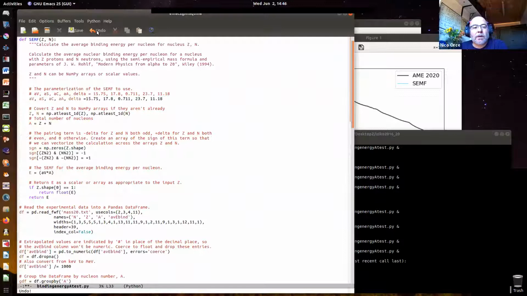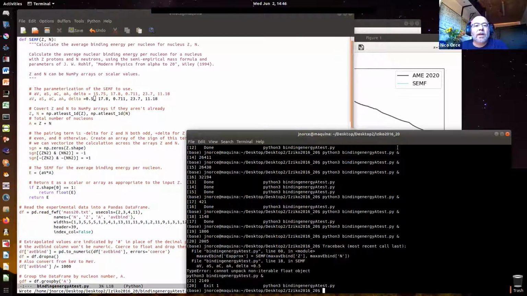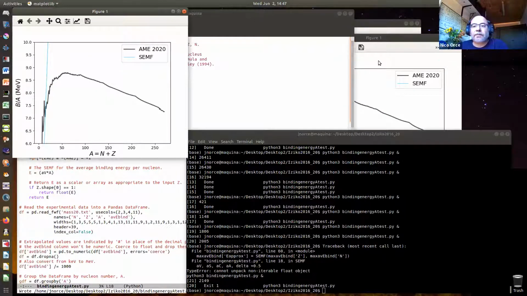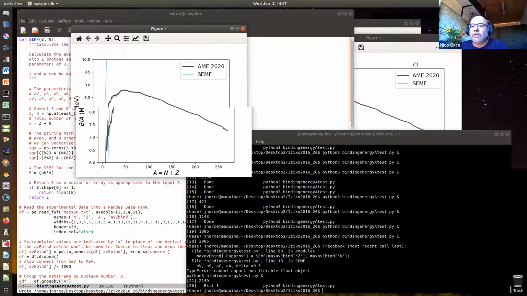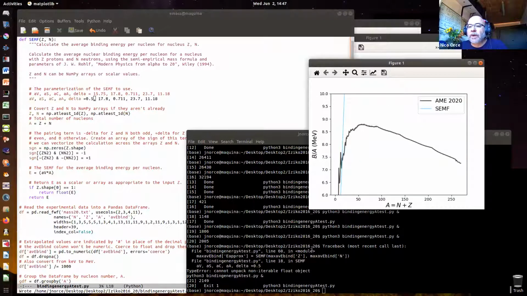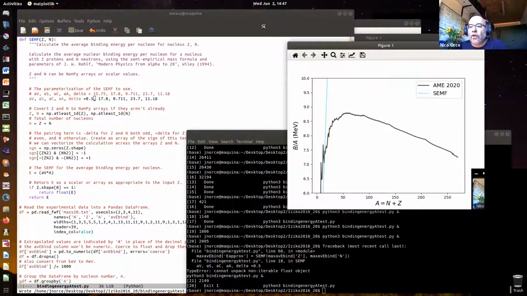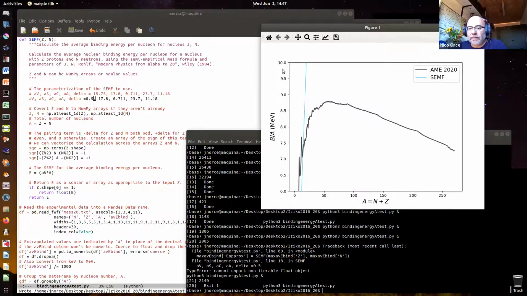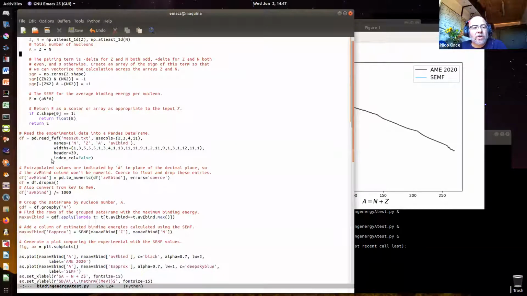Okay. Times A, and this I want just to be 0.5. Control S, here we go. As you can see now, the semi-empirical mass formula has shot all the way up, following this trend that we were predicting before, right?